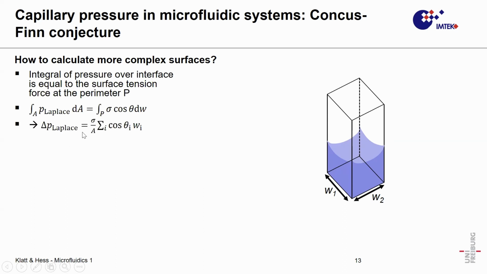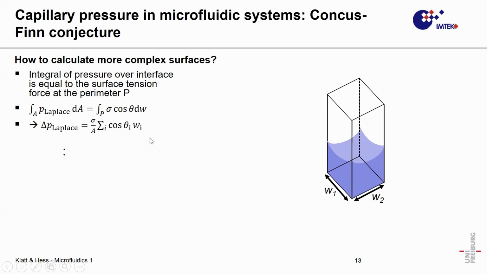And this can be easily calculated with the following equation. So the Laplace pressure difference is nothing else than the surface tension divided by the area times the sum of cosinus theta, so the contact angle of every edge, times the width of every edge.